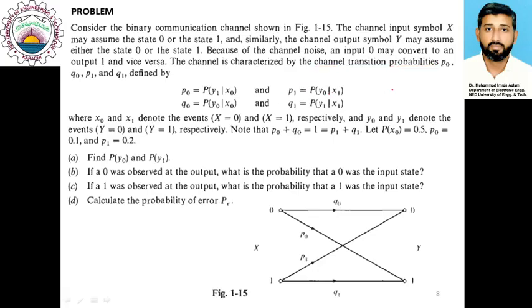On the basis of these conditions, we have to find the following values. The first part is to find the probability of getting 0 and the probability of getting 1 at the receiver side, meaning the probability of y0 and y1. Similarly, there are other parts that we will be discussing afterwards. So let us start with the first part.